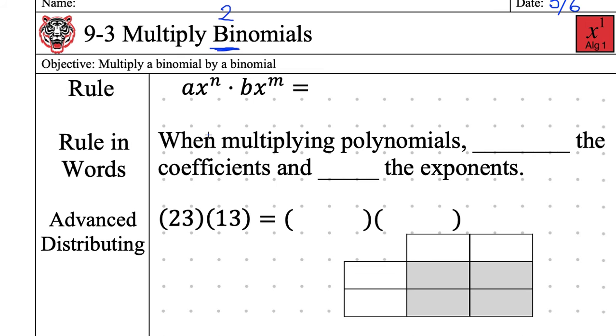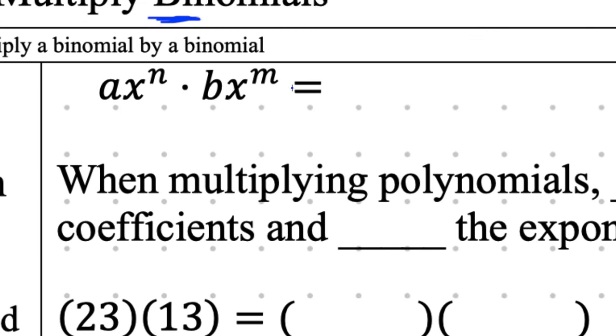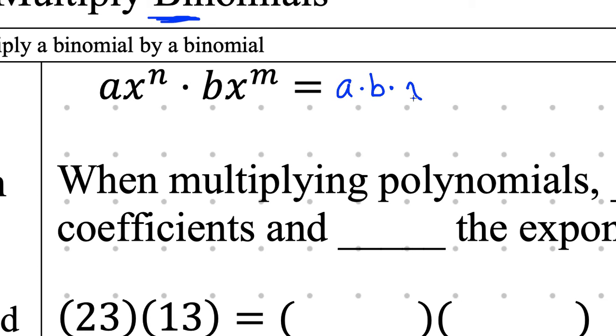What is this rule? Who has this? And if you don't know, look back at 9-2. What do you do with the coefficients? What do you do with the exponents? I think it's a, b, x, and then n plus m on the top.